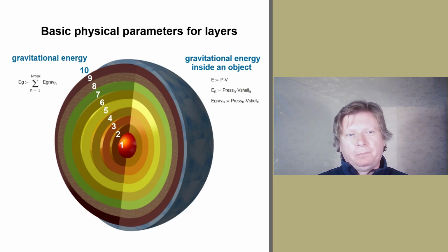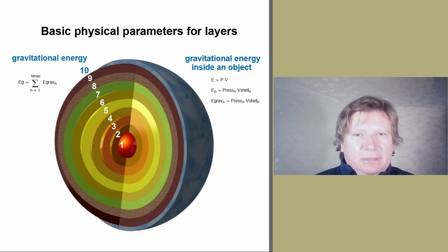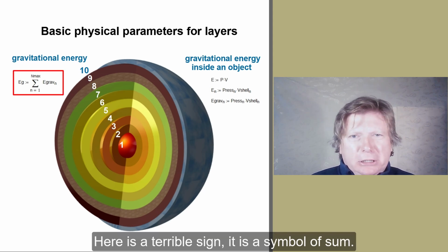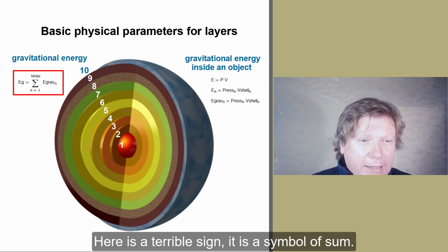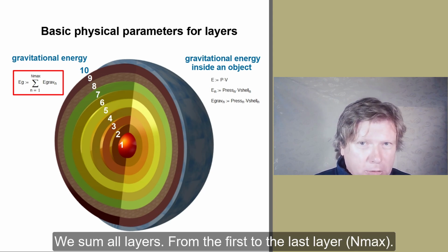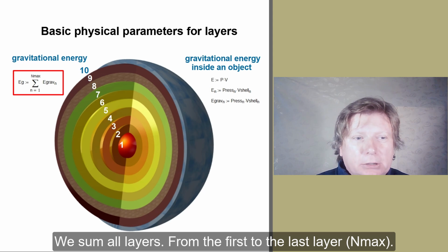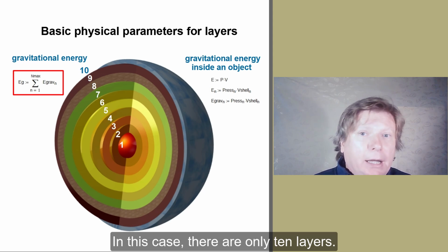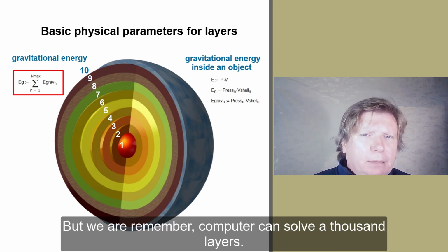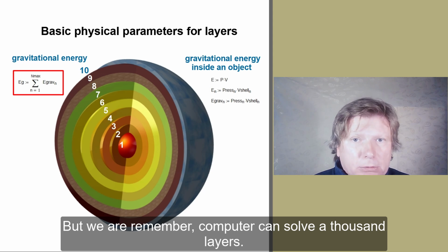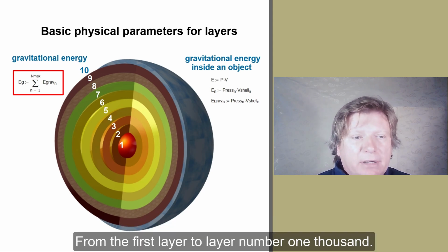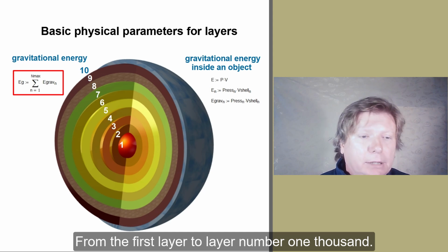Gravitational energy. Here is a terrible sign. It is a symbol of sum. We sum all layers from the first to the last layer, Nmax. In this case, there are only 10 layers, but remember, a computer can solve 1,000 layers, from the first layer to layer number 1,000.